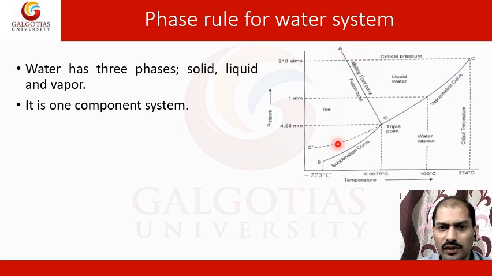If you see the first curve, which is represented by OB and OC prime, this is the sublimation curve, where a solid converts directly into the gaseous or vapor phase. And the point where all three phases coexist, the liquid phase, solid phase, and gaseous phase, is known as the triple point.